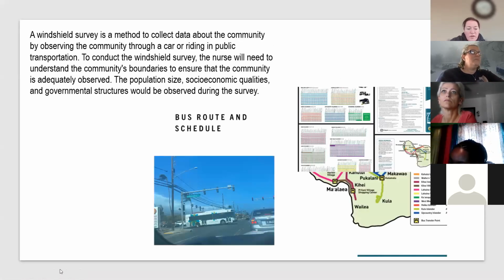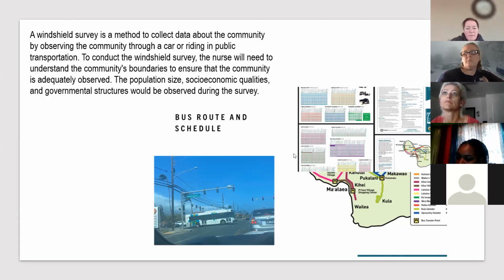All right, windshield survey, you guys have this coming up this week. You guys are doing your windshield surveys in your communities. So I would imagine on the test, there would be something along the lines of what is a windshield survey, maybe. It's pretty easy if you think about it. Windshield just means you're looking out the window. And that's really all you have to do in these circumstances. You're going to look out the window.